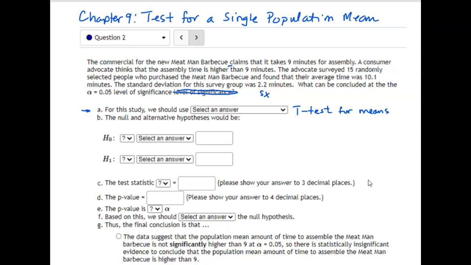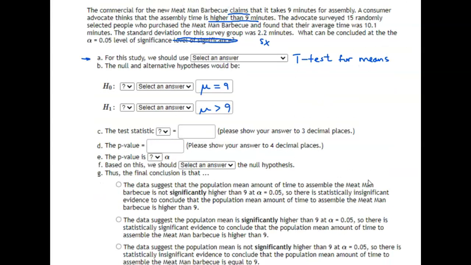Okay, so we have our null and alternate hypothesis. The claim is that it takes 9 minutes, so you're going to say mu equals 9. That would be your null hypothesis. The advocate is saying that the survey found the average time was 10.1, which is higher. So the consumer advocate thinks that the time is higher. That's the alternate hypothesis, so you're going to have mu is bigger than 9.